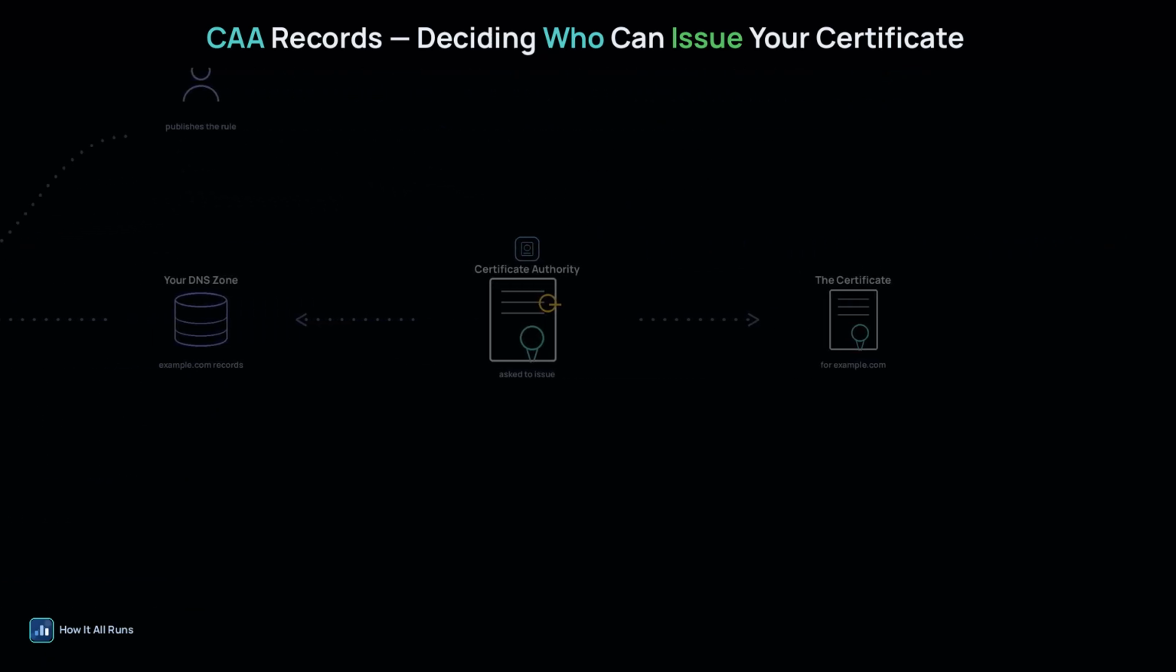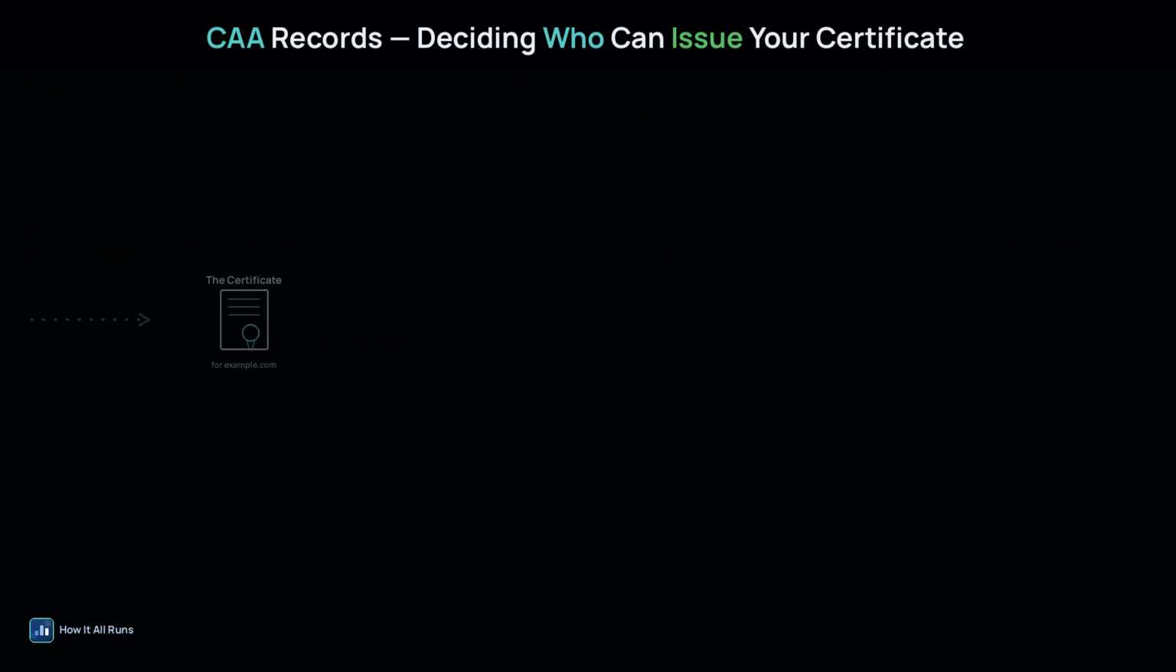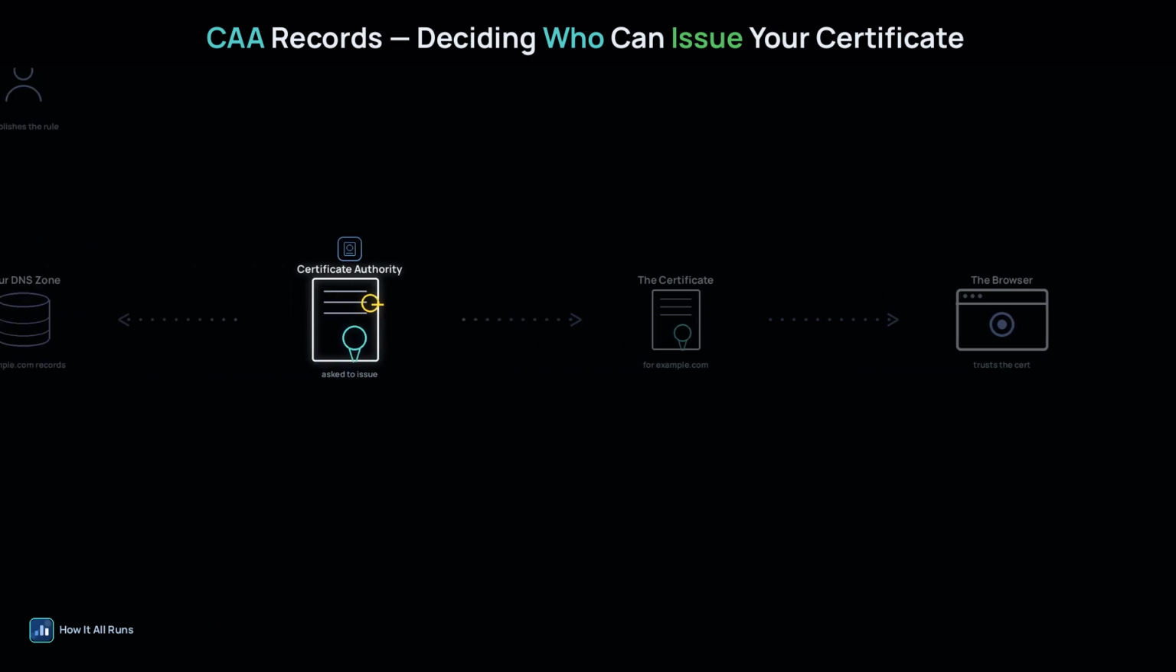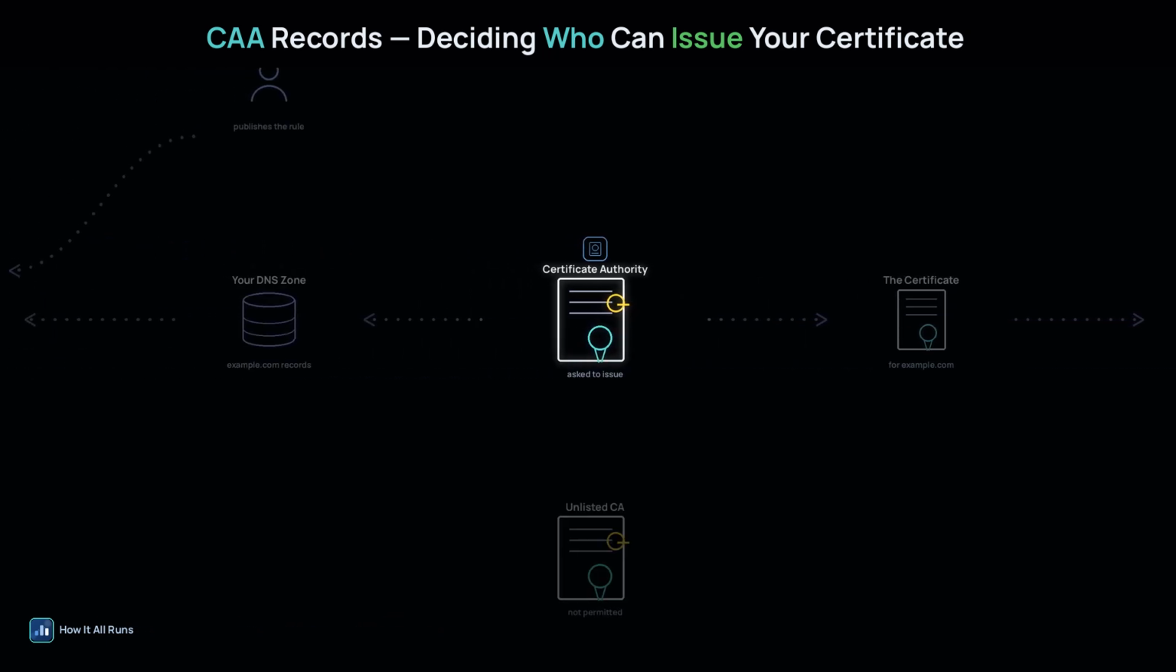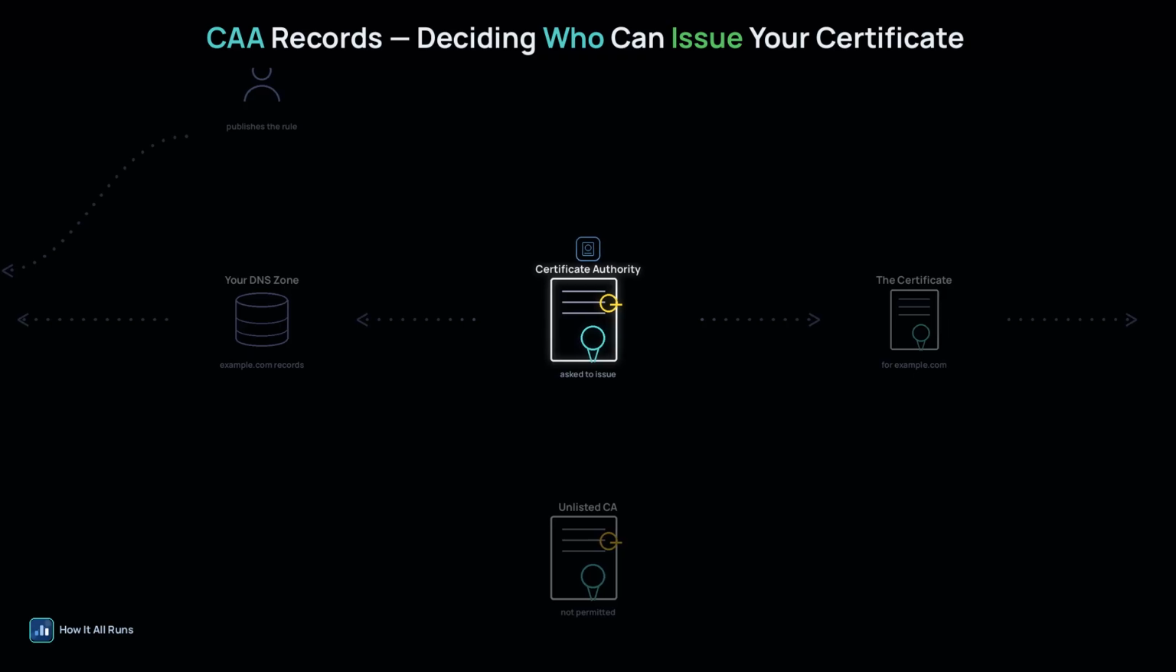Downstream sits the browser, the party that will eventually trust whatever certificate exists. Notice its position. By the time the browser is involved, the certificate is already made, which shapes what this defense can and cannot do. And here is the antagonist, some other authority not on your list that gets tricked or compromised into issuing for your domain. Let us follow one honest request and one hostile one through the whole mechanism.